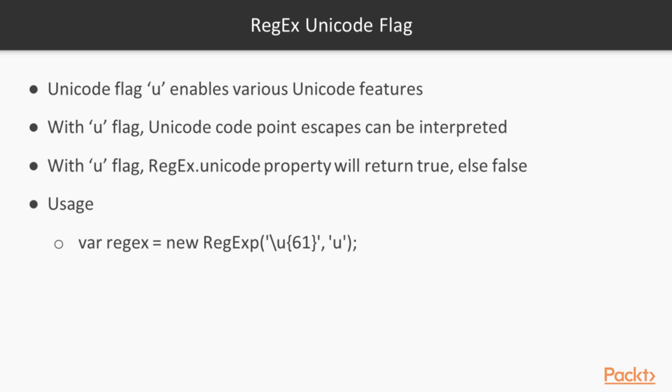With the U flag, the regEx.Unicode property will return true, else false, meaning you can check if the pattern is based on Unicode matching or not. The usage is pretty simple. You can create a regular expression object by making use of the RegExp constructor, and then you can pass in your pattern and indicate the flag. In this case, I put U. So this is as simple as it can get to create the U flag.